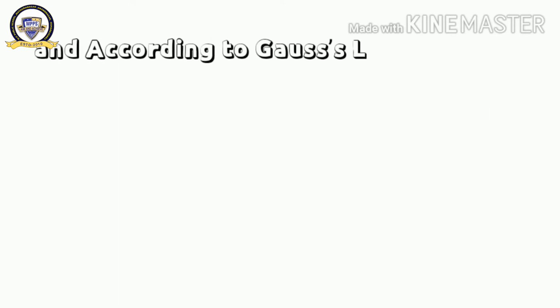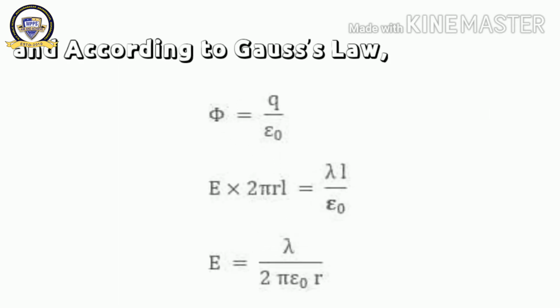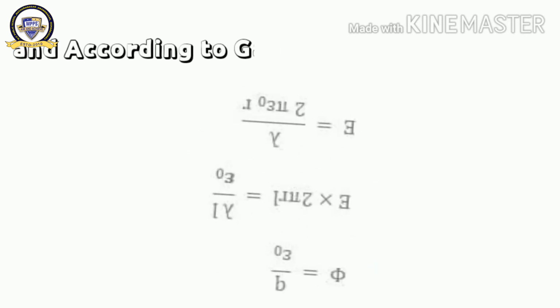And according to the Gauss law, you can say that phi equals Q upon epsilon naught. Putting the value of phi over here, it will be E into 2 pi RL equals lambda L upon epsilon naught. See, area has been kept here as 2 pi RL and the Q has been replaced by lambda into L from linear charge density. See, L and L will be cancelled from the left hand side and right hand side, and by sending this 2 pi R to the right hand side, you will have E equals lambda upon 2 pi epsilon naught into R.